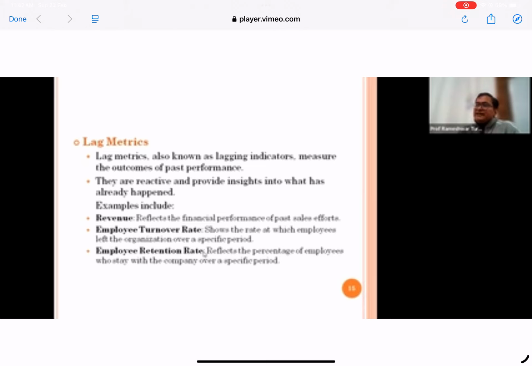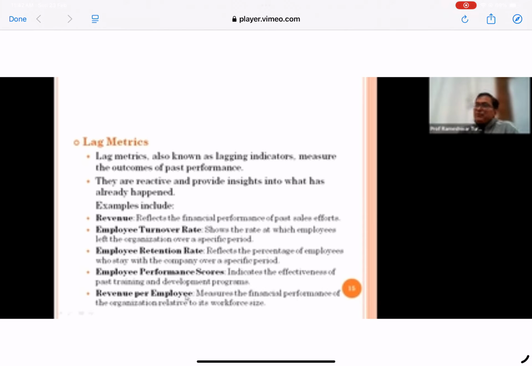Employee retention rate, it already has happened, reflects the percentage of employees who stay with the company over a specific period. Employee performance scores indicate the effectiveness of past training and development programs, and so forth. Revenue per employee measures the financial performance of the organization relative to its workforce size. So we have seen 5 different types the metrics can be formulated: efficiency, effectiveness, impact, lead, and lag metrics.